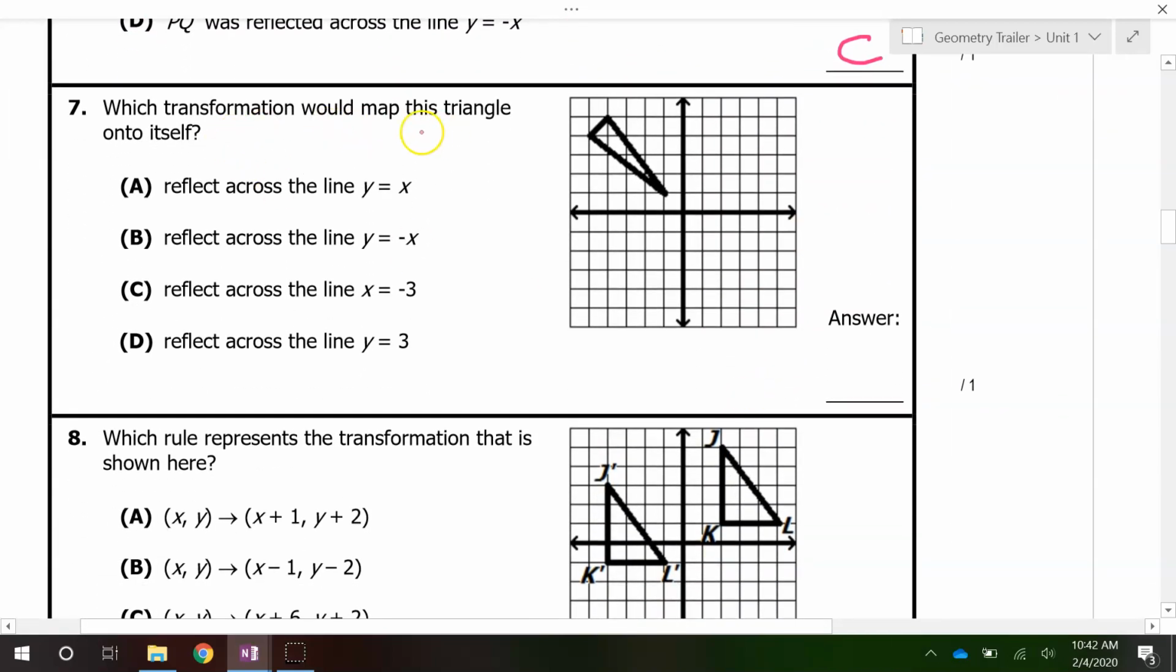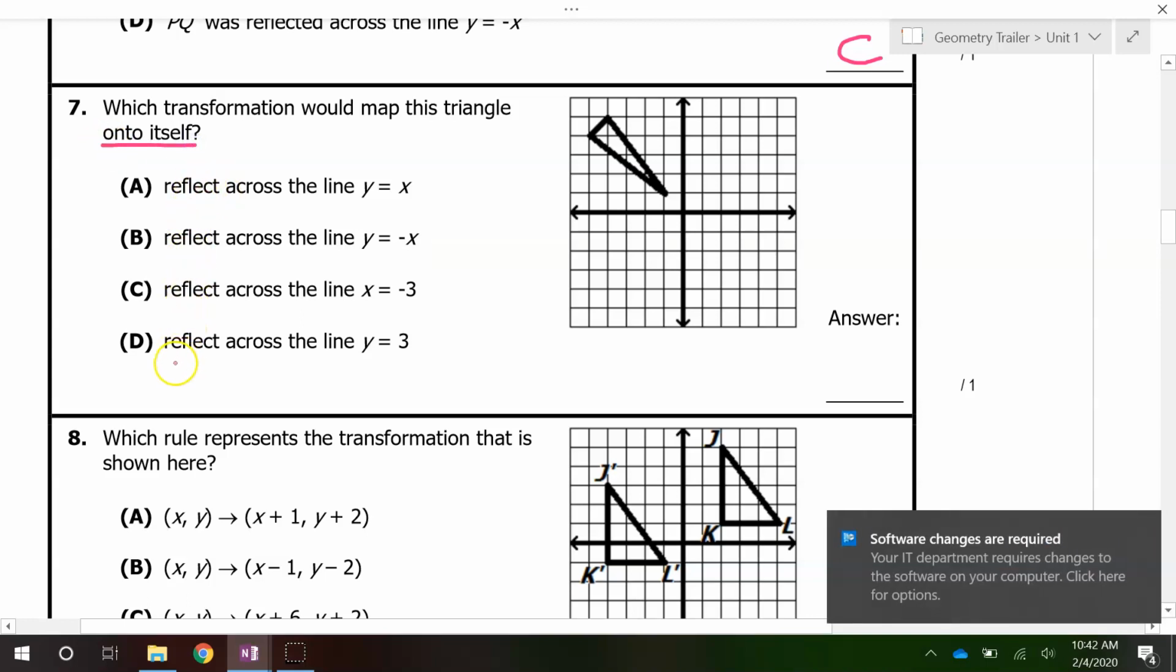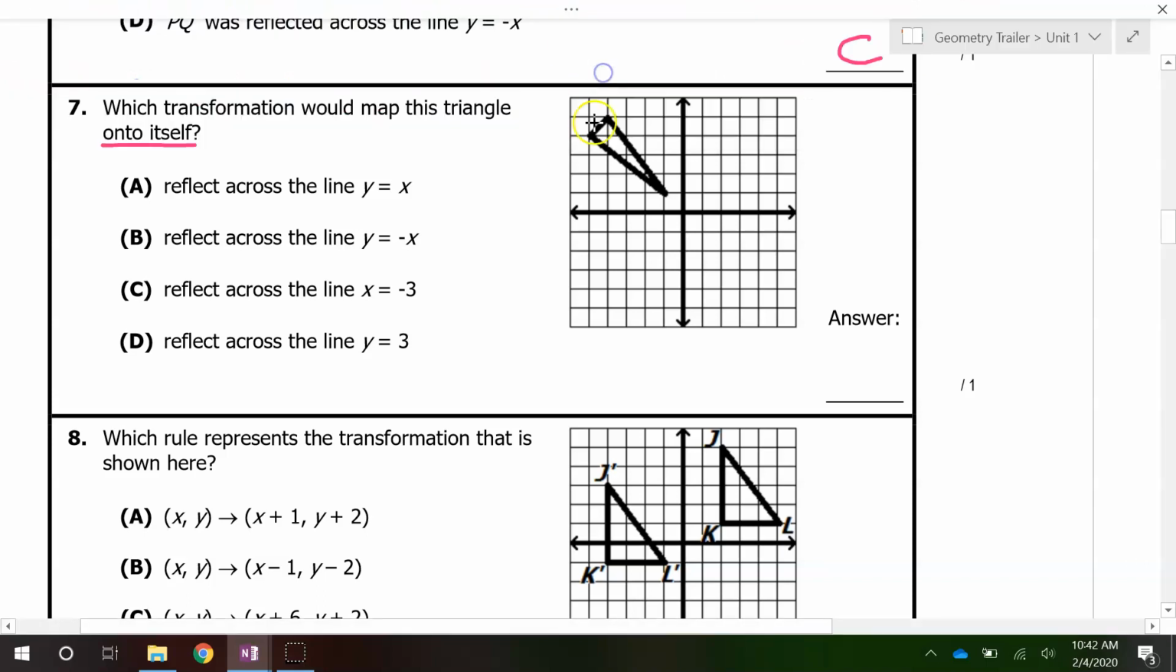Which transformation would map the triangle onto itself? When you talk about mapping something onto itself, especially when you're talking about reflections, what you should be paying attention to is that you're looking for a line of symmetry. So look for a line that splits the triangle right down the middle.